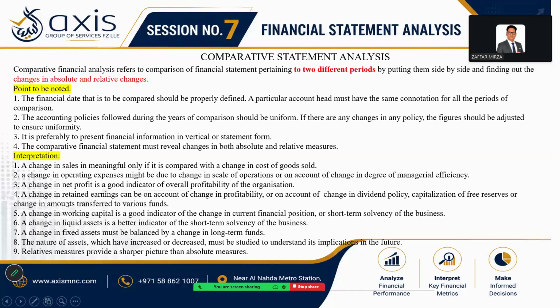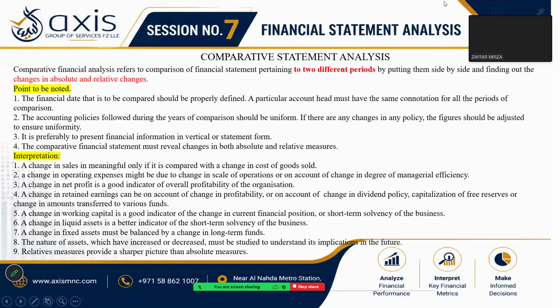Fourth one, a change in retained earnings. See, I'm going one by one, brother. First, I talked about sales, then cost of goods sold, then operating expenses, then I jumped onto net profit. Then I'm going for retained earnings. It is in order, right? Yes, sir.